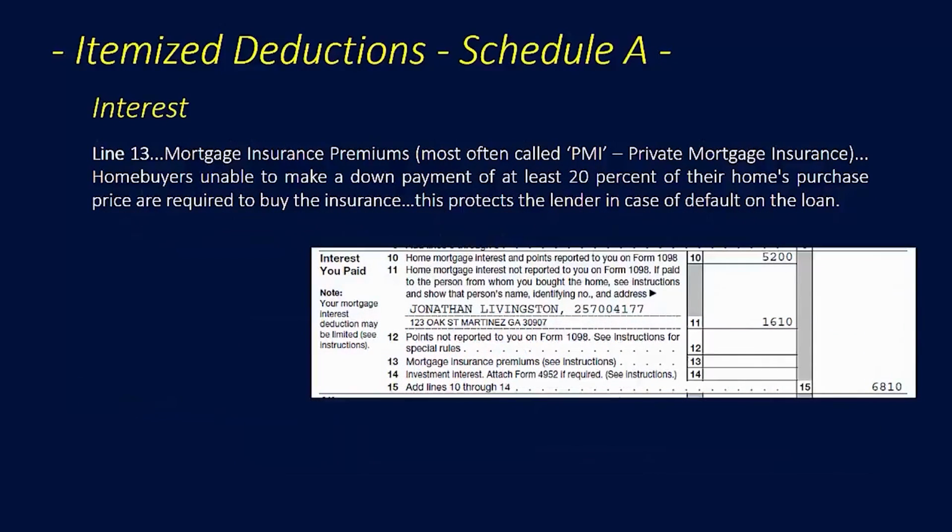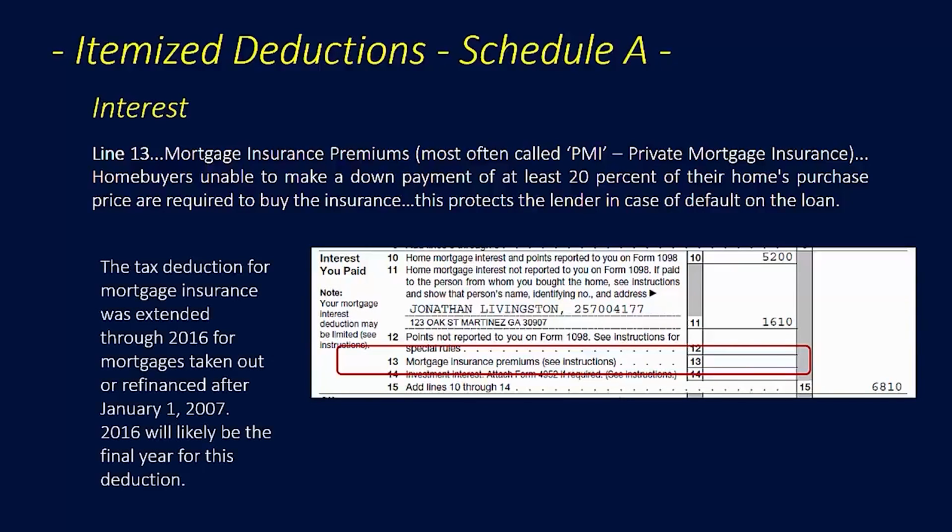Still in the interest section of Schedule A, on line 13, we report mortgage insurance premiums, most often called PMI, or private mortgage insurance. Homeowners who are unable to make a down payment of at least 20% of their home's purchase price are often required to buy this insurance. This insurance protects the lender in case of default on the loan.